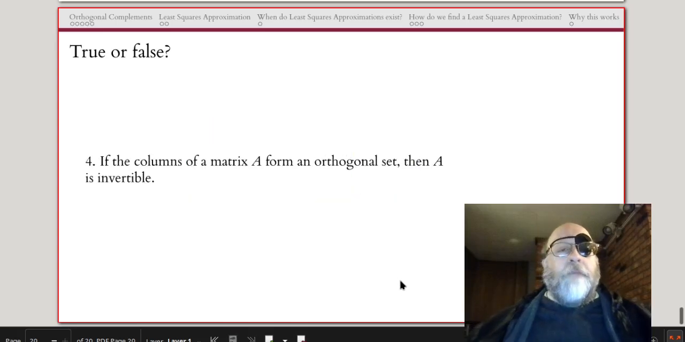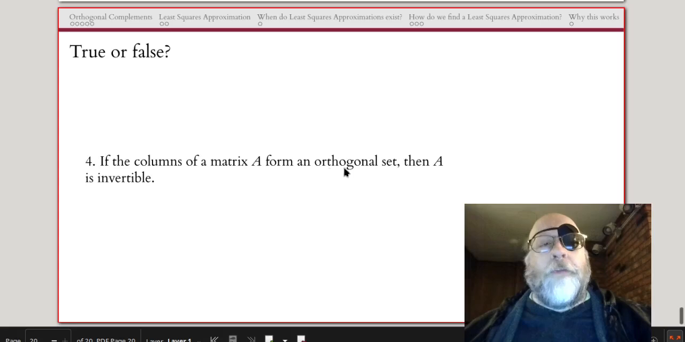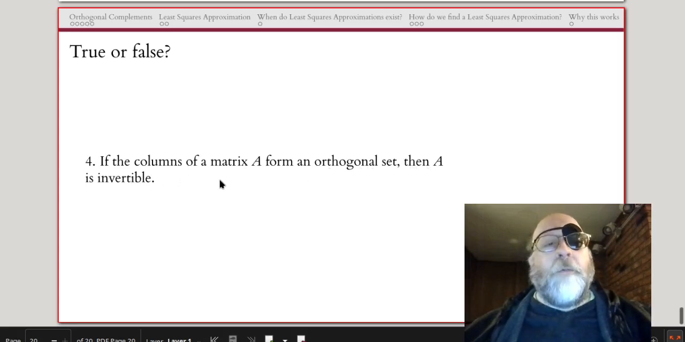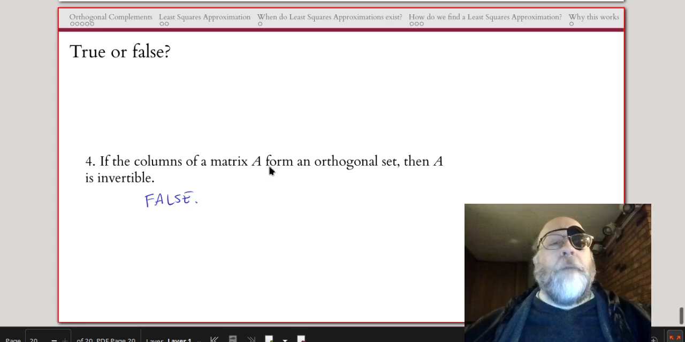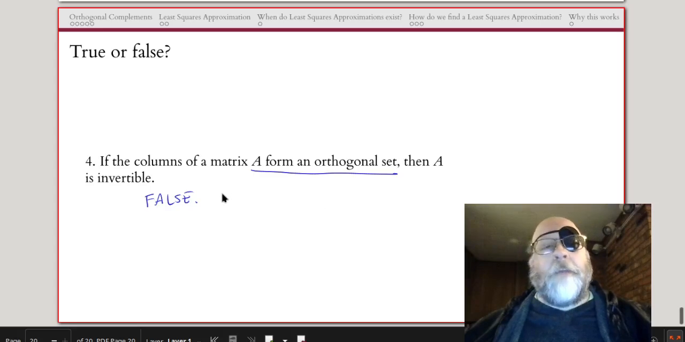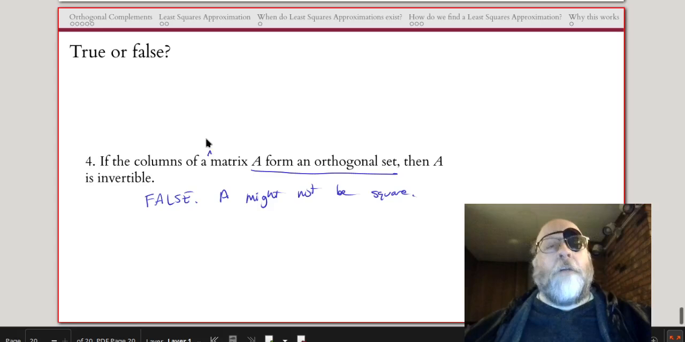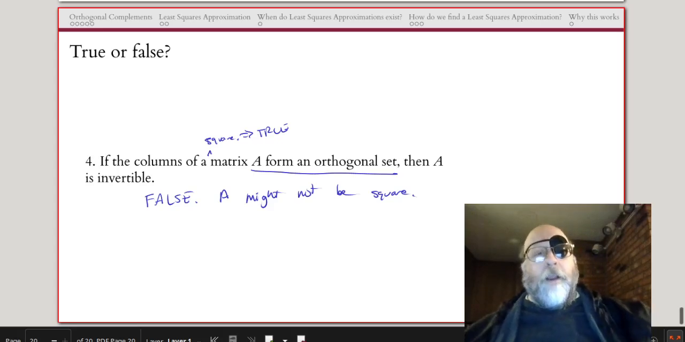One more. If the columns of a matrix form an orthogonal set, then the matrix is invertible. This is also false, because to be invertible, the matrix has to be square, and this might be true, but A might not be square. If it said that the matrix was square, if this word was square, then the answer would be true. But without that word in there, the statement is false.